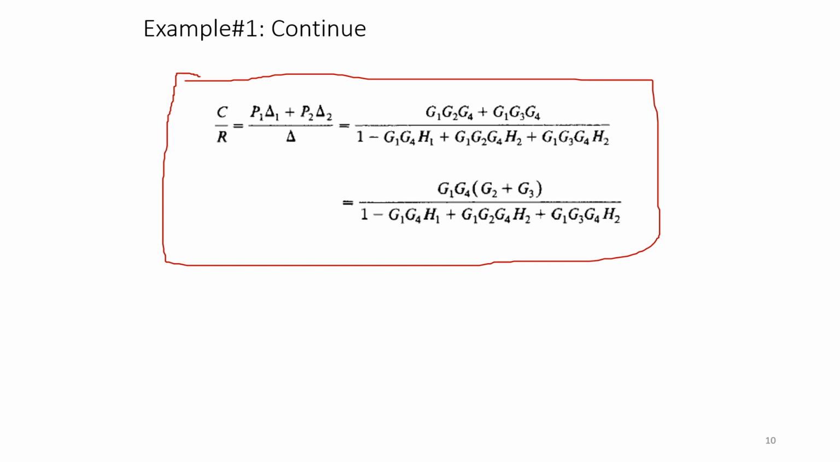If you want, you can stop at this point, or if you want to simplify further, you can take the common terms in these two values. Here G1 G4 is common in both terms, so I've taken that as common. It becomes G1 G4 into (G2 plus G3). This is the final transfer function we are going to get for the given signal flow graph.